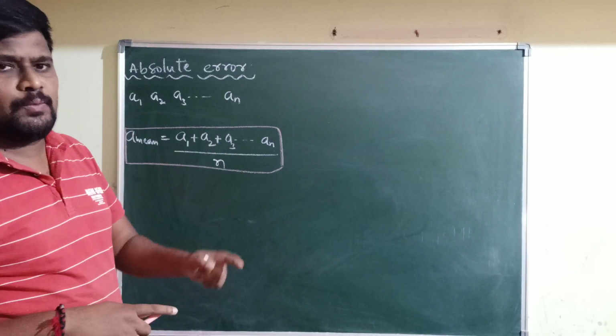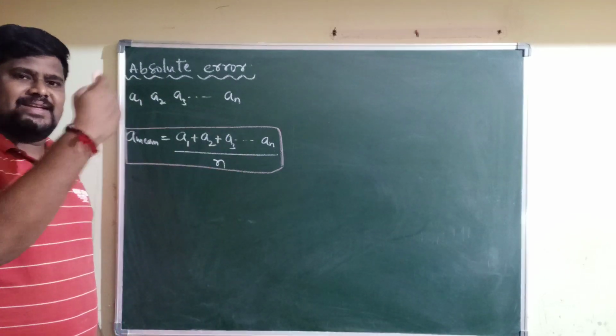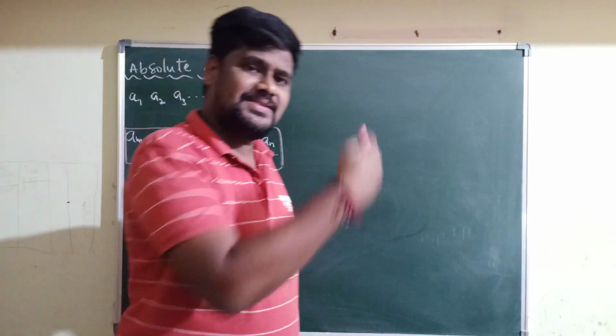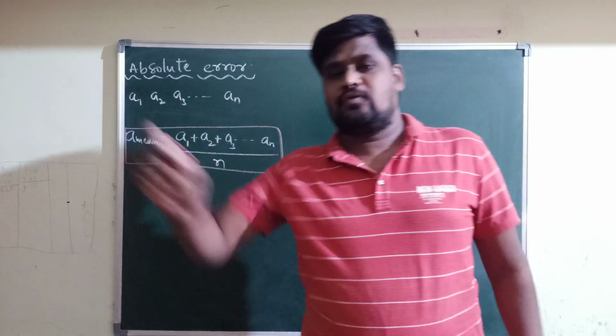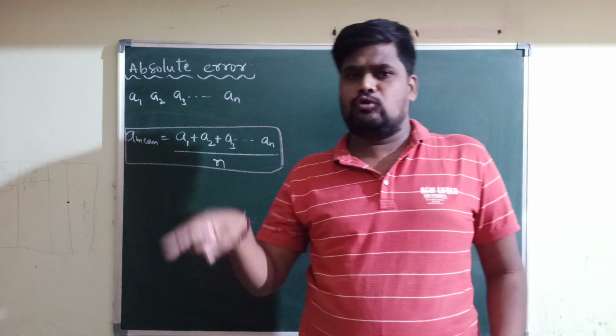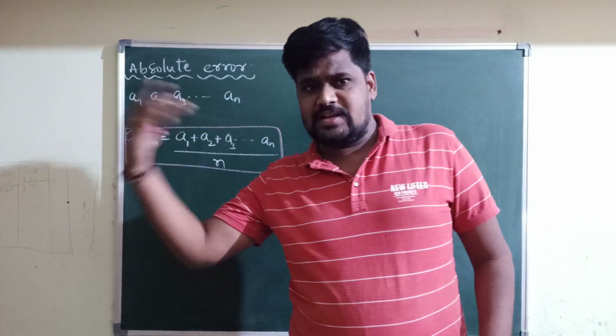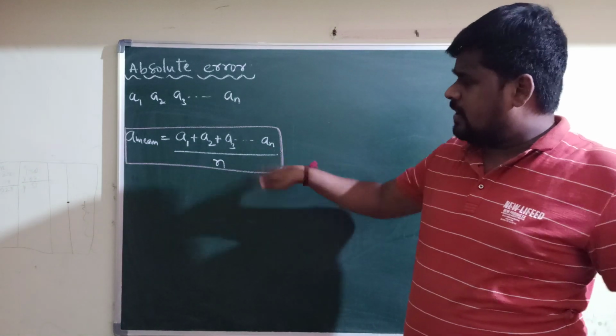How many times did you make the observation here? 5 times. L1 plus L2 plus L3 plus L4 plus L5 are the 5 measurements of the length of a chalk piece. L1 plus L2 plus L3 plus L4 plus L5 divided by N. How many times did you measure?